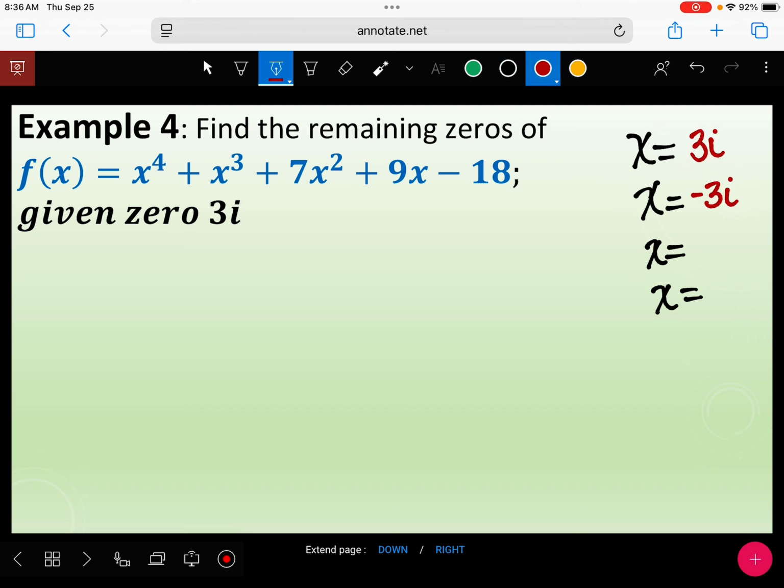Now, unfortunately, we cannot do synthetic division with imaginary numbers. We have to do long division. So what would be the factor that would give me these 2 solutions? What factor gives me a positive 3i and a negative 3i? X squared plus 9, yep. So that means I'm going to take the x squared plus 9, because that's the factor I know, and I'm dividing that into that long polynomial.